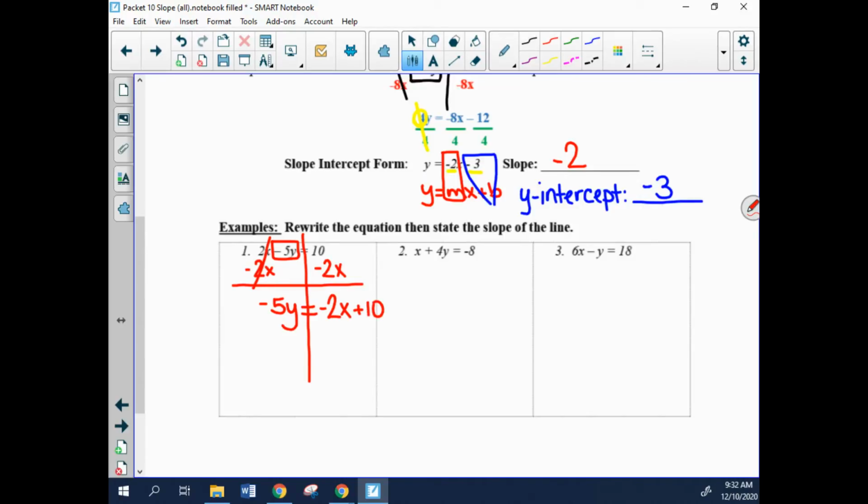Again, I'm going to ask myself, what is the coefficient of the y? In this case, the coefficient is negative 5. So I'm going to divide every term by negative 5.